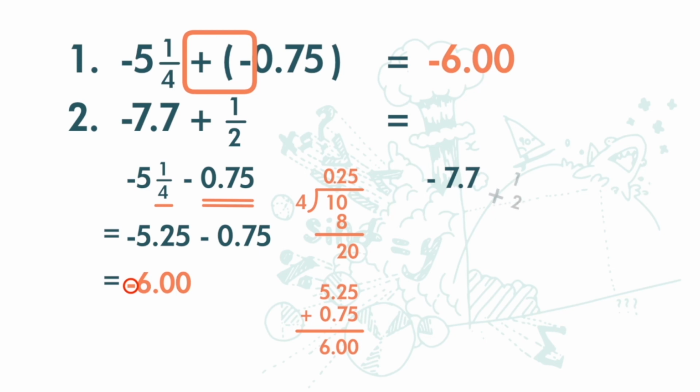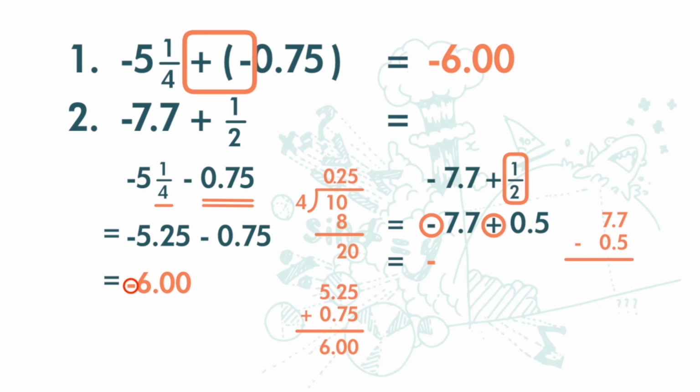-7.7 plus 1 over 2. Similarly, we need to make them both into fractions or both into decimals. In this case, it's easier to convert the 1 over 2 into decimal. So we have -7.7 plus 0.5. They are more negative than positive, so the answer has got to be negative. And then we subtract 0.5 from 7.7, and we get 7.2. So the answer is -7.2.